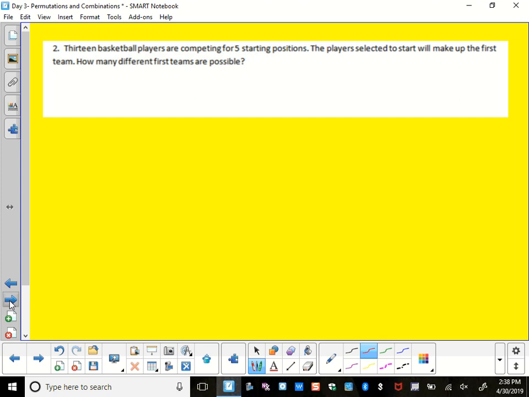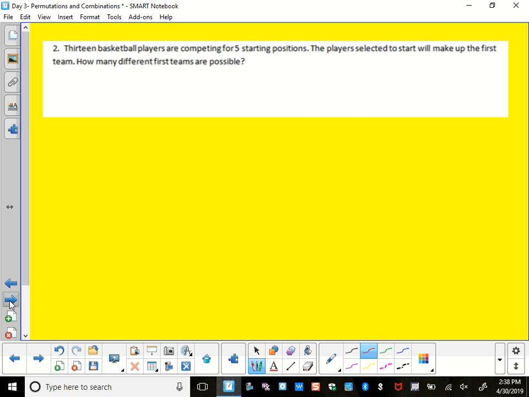13 basketball players are competing for 5 starting positions. The players selected to start will make up the first team. How many different first teams are possible? Would this be combination or permutation? Does my order matter? That's what you're asking yourself. There's 13 players. We're choosing 5 people. Does it matter? It does not matter.